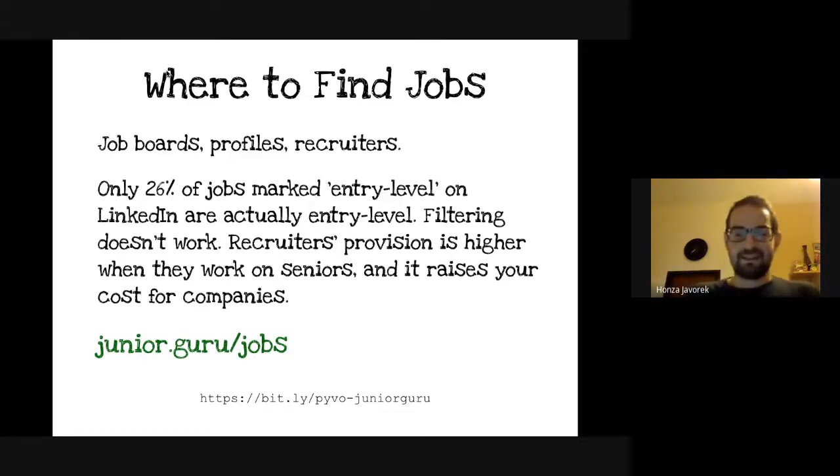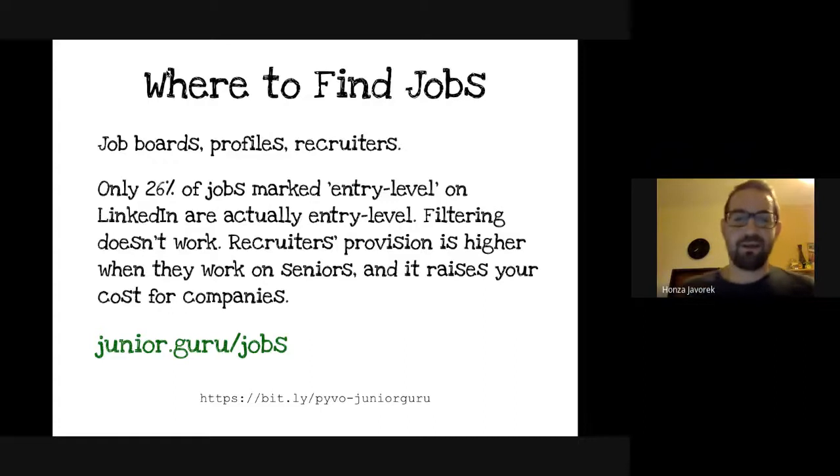So the problem is when you go to a job board and search for entry level or junior jobs, you'll get a lot of stuff in the results which doesn't make any sense, like 5 years experience and so on. So this doesn't really work well. I tried to solve this by writing a bot which downloads job postings from various places and then filters them according to their content. You can find that at junior.guru jobs. There is a lot of room for improvement, but somehow it kind of works.